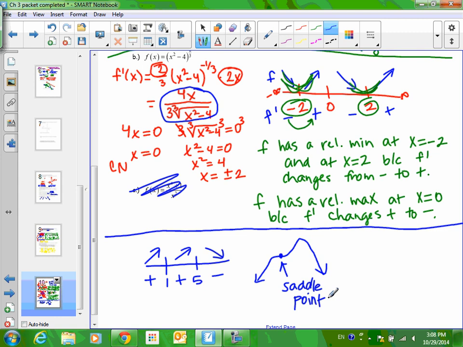A saddle point is just one of those places where the graph levels off, but it doesn't end up being relative extrema. Okay? There will be one like this on your review. It's not any different, though. You need to know just to test every interval. What would be another reason why you want to test every interval instead of just saying, the first one's this, so let me just finish the rest of it?